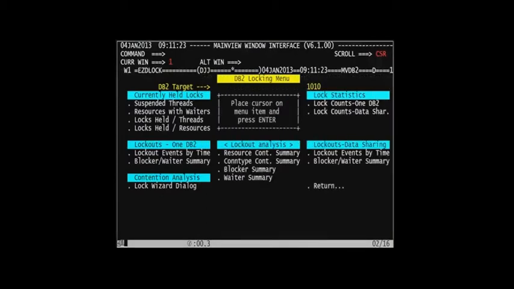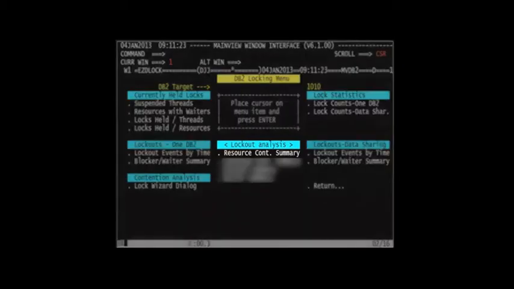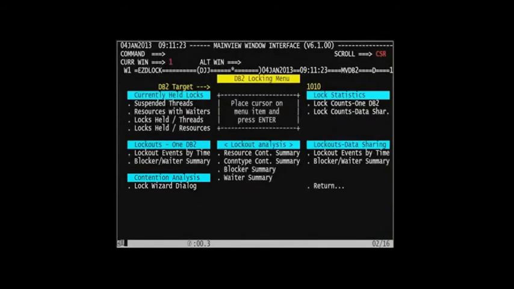As you can see on the DB2 locking menu, there are other analysis summaries in the middle of the screen: resource contention summary, connection types summary, and then individual blocking and waiter summary. The last view I want to discuss is the Contention Analysis or MainView Lock Wizard dialog on the lower left-hand side. By selecting that, I am brought to the Locking Wizard.